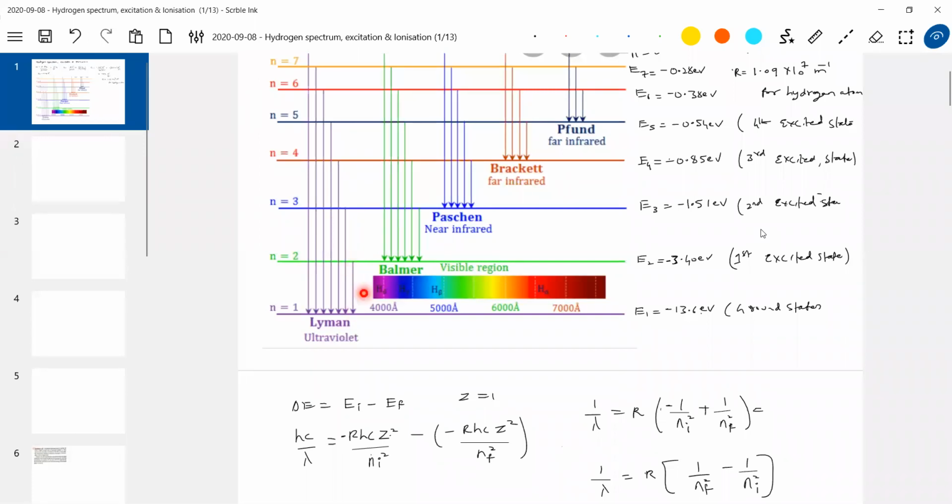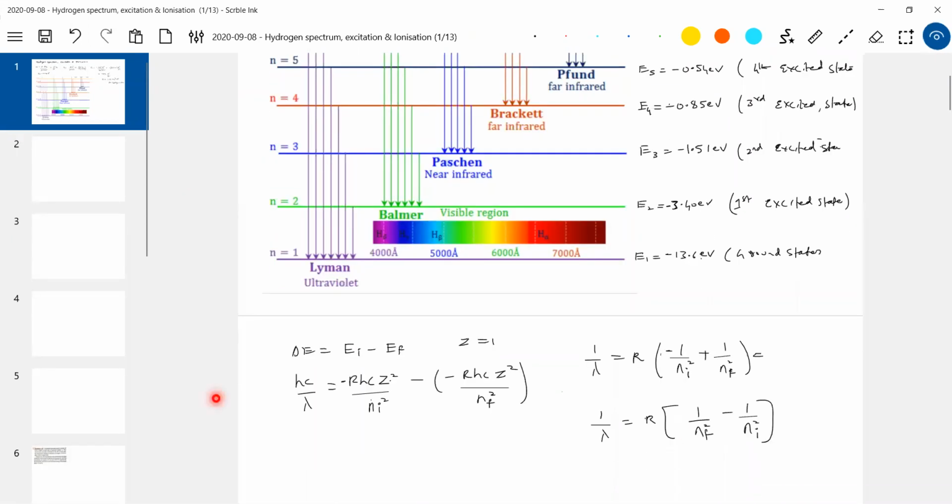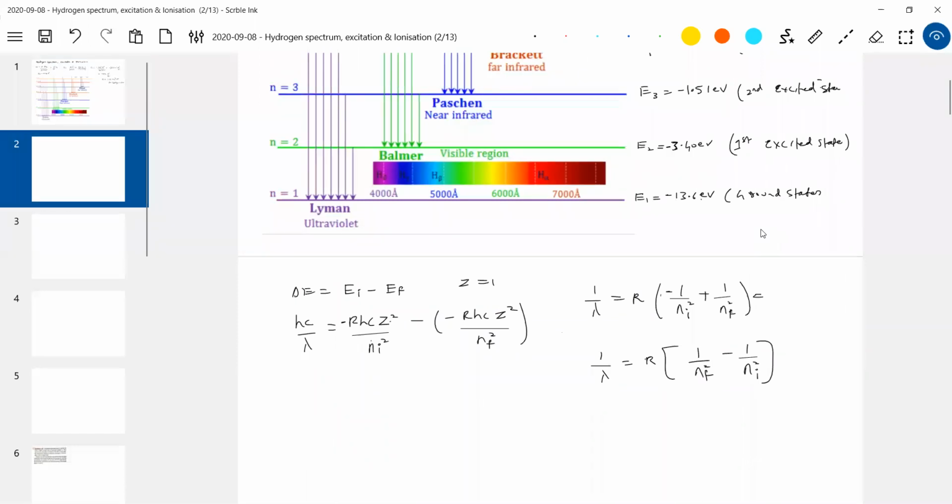What is the first line of the Lyman series? When a hydrogen atom makes a transition from the first excited state to the ground state, then the first line will come. So we'll calculate the first line. First line means, shall we put lambda 2 to 1? How to calculate lambda 2 to 1?